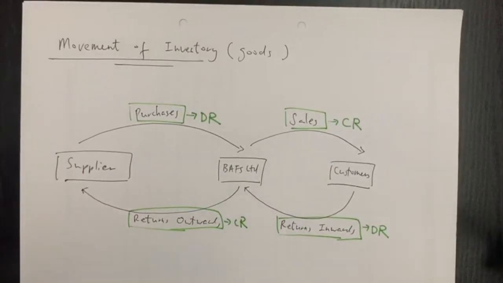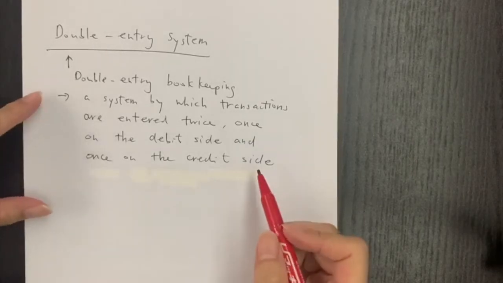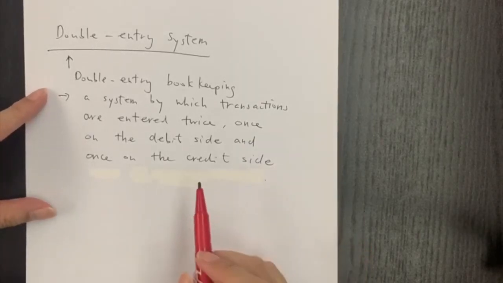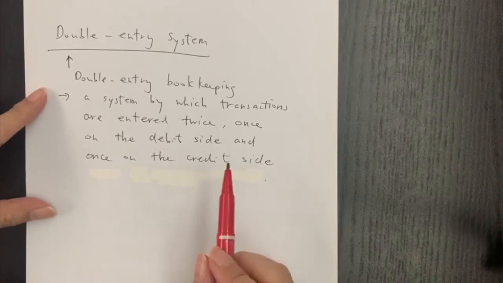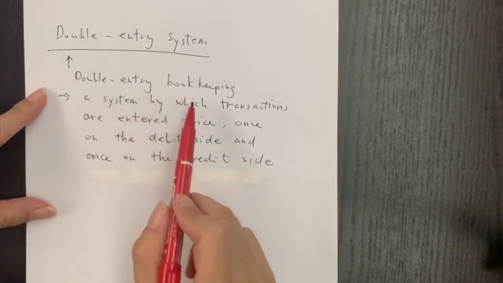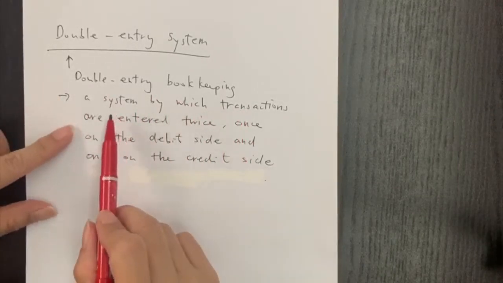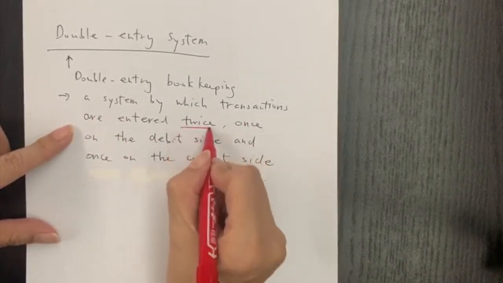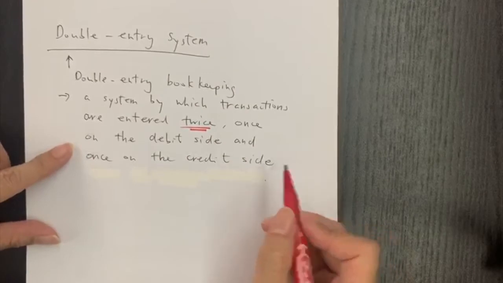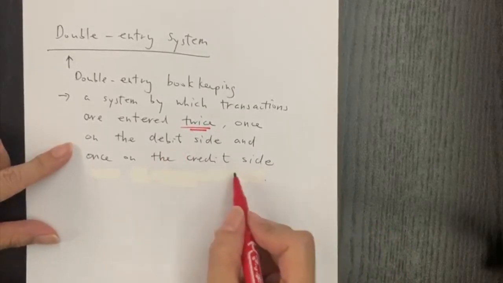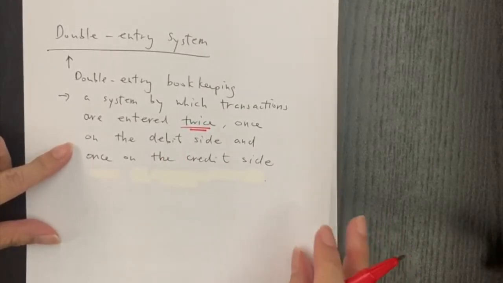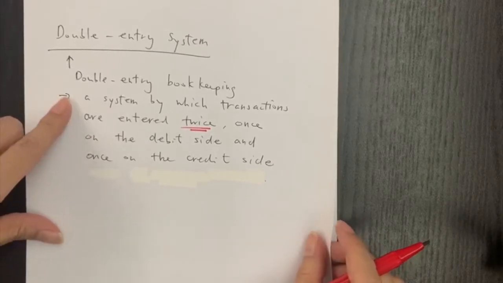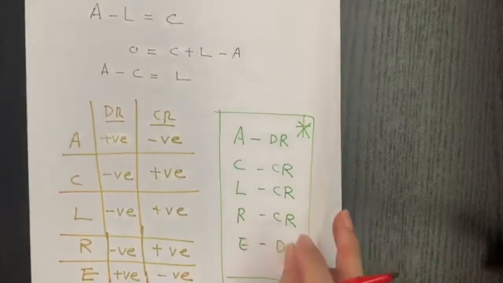After debits and credits, now we come to the double entry system, which is also called double entry bookkeeping. Here is the meaning: a system by which transactions are entered how many times? Two times. Once on the debit side and once on the credit side. Now I'm going to show you how we use double entry bookkeeping to record this.